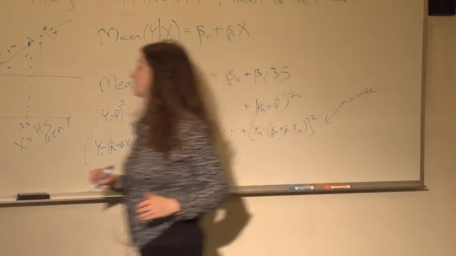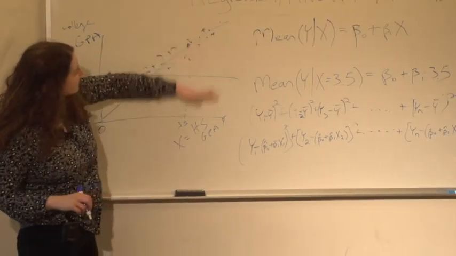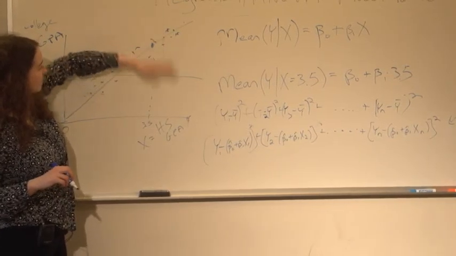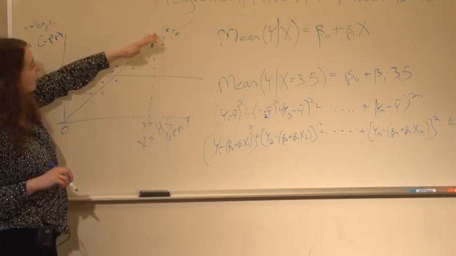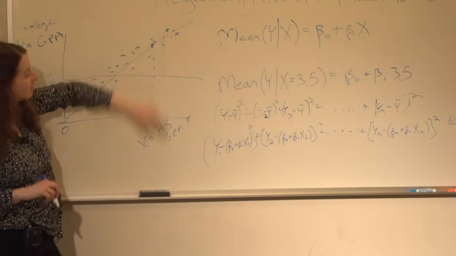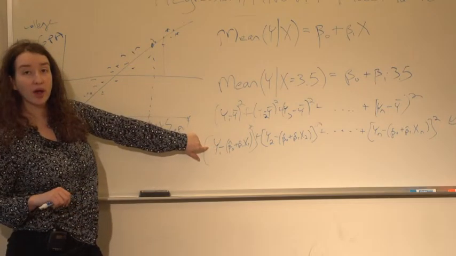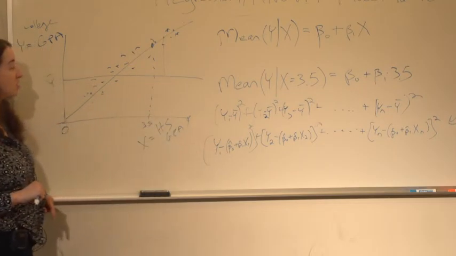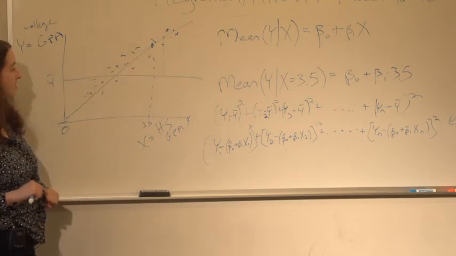And so you can imagine, we have all these points. There's a lot of different possible lines that we could draw here, right? I can move the slope. I can move the intercept. Every possible line we can think of comes with a sum of squared residuals, and we're trying to choose the line that minimizes that quantity.